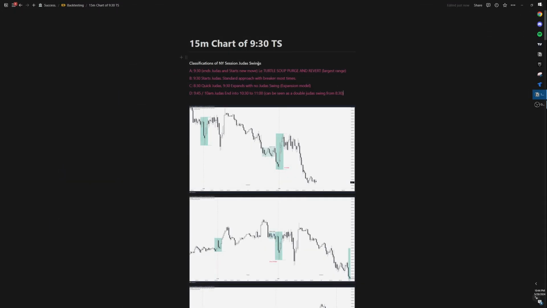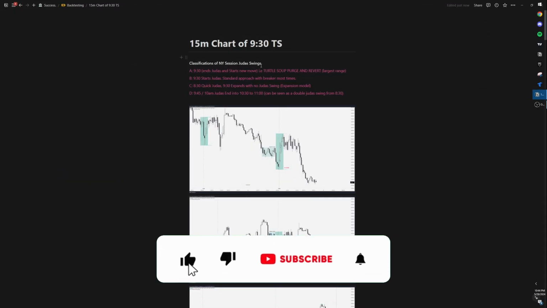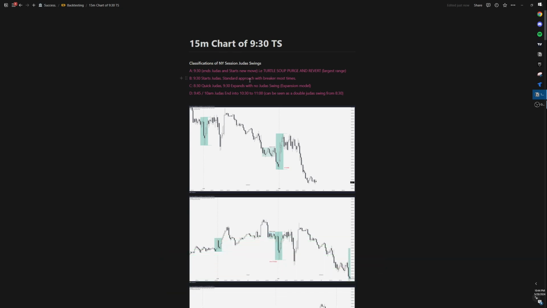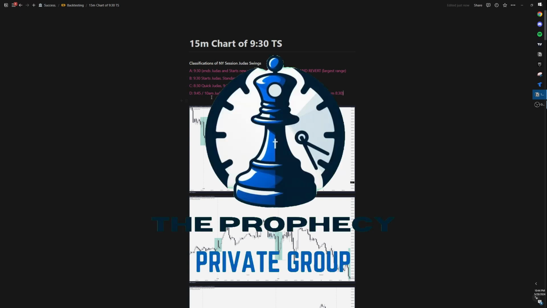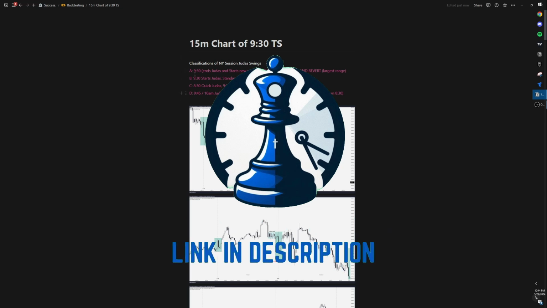Classifications of a New York session Judas swing. So when you're finding the optimal days and optimal settings for a 9:30 turtle soup and fly, where you can get the best entry right at 9:30 and it just leaves price and you don't really come back to that 9:30 entry until later in the day or until the target is met, so far there's about 4 that I've come up with. There's probably going to be 5, I think, when this full video gets released, but 4 for now.